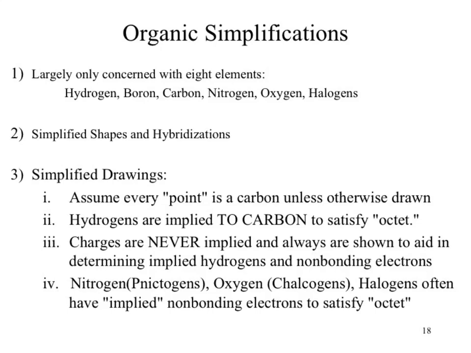Nitrogen, oxygen, and halogens will often have their lone pairs implied. Okay? 2 dangerous cases. Our lone pairs are implied, and our hydrogens are implied to carbon. What if you have a hydrogen bound to oxygen? It's not carbon. Don't imply it. You have to show it.